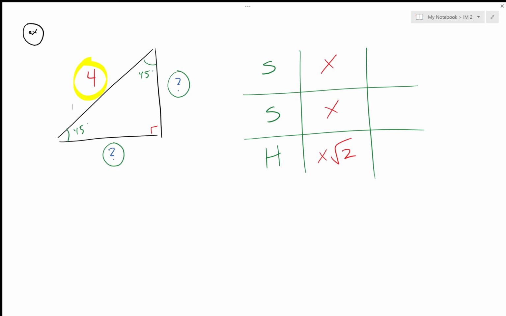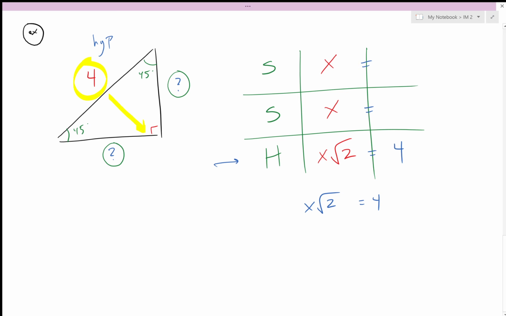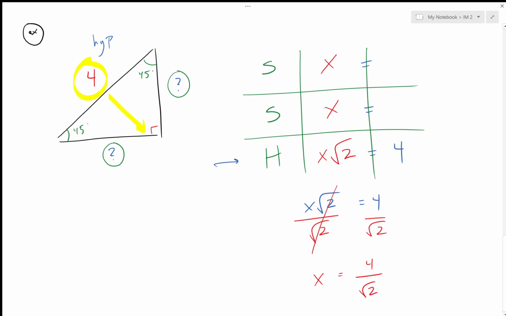So the only side we're given right now is the 4. Of the choices, it's across from the 90, meaning that this is the hypotenuse. So that 4, whatever we're given, never gets changed. That's going to go directly into my table, the hypotenuse row here, 4. So let's set it up. We need to find out what these two are up here. X square root 2 equals 4. And we've seen this before. Divide both sides by square root 2. That doesn't divide very nicely, so just leave it 4 over square root 2.